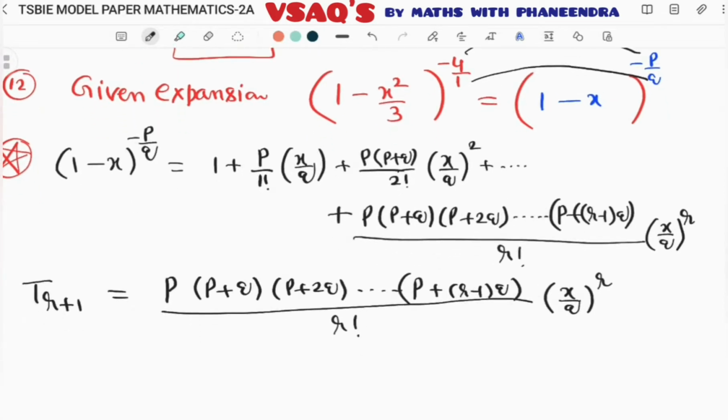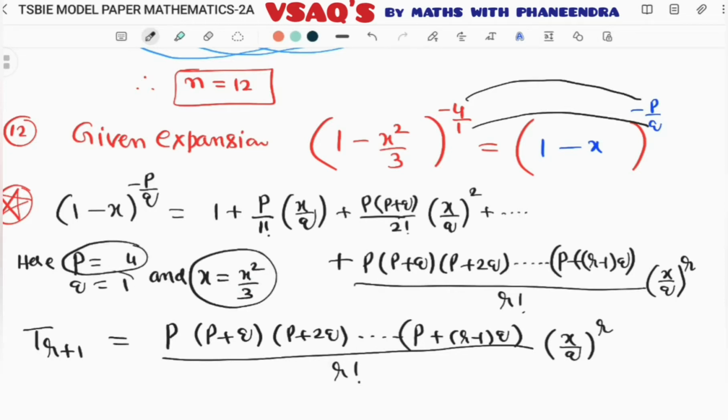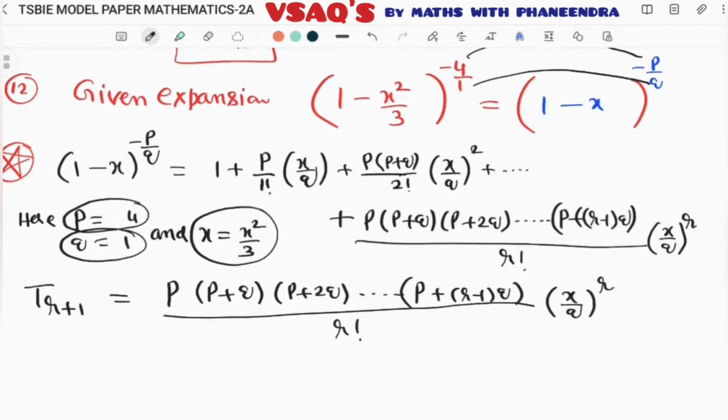So p is equal to 4, q is equal to 1. Comparing the signs, minus minus means plus, so p is 4 and q is 1, and x is equal to x square by 3. You need to remember this information, dear students. So substitute in this, you will get the answer.